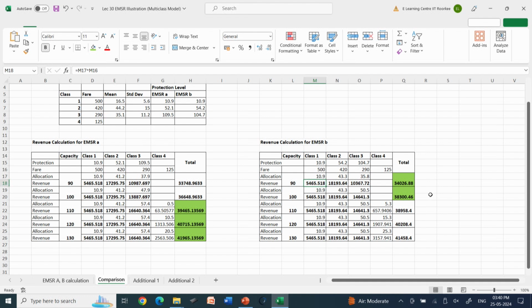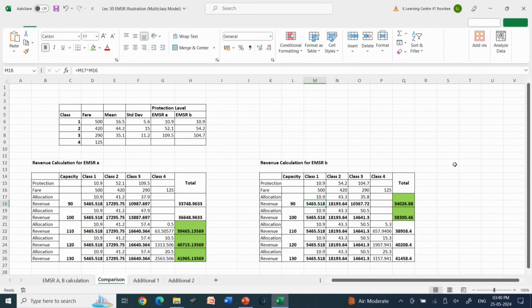So, with this we have understood the Excel calculations also, and we have understood a proper comparison between EMSR A and EMSR B. With this we come to the end of this particular session.